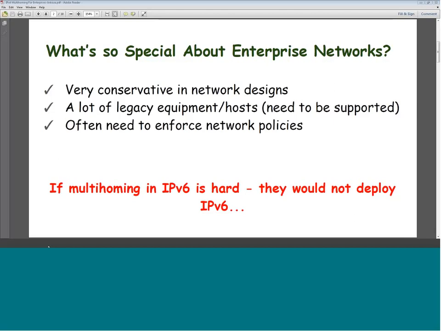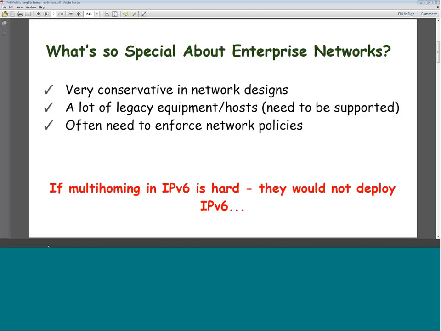And on top of this, what they quite often try to do in corporate networks is completely opposite to what end users might want. I mean, we have developed all these privacy extensions for V6, but enterprise network administrators want to know which host was connected to the network and so on. So they try to enforce network policies.